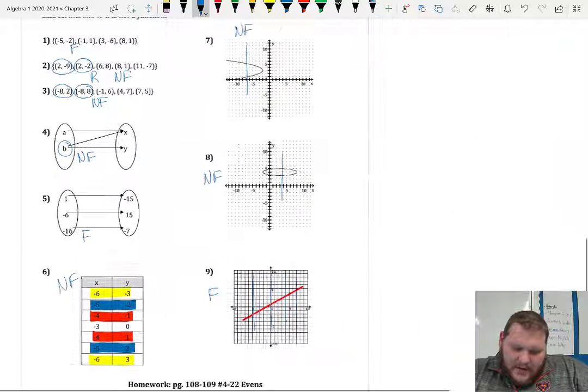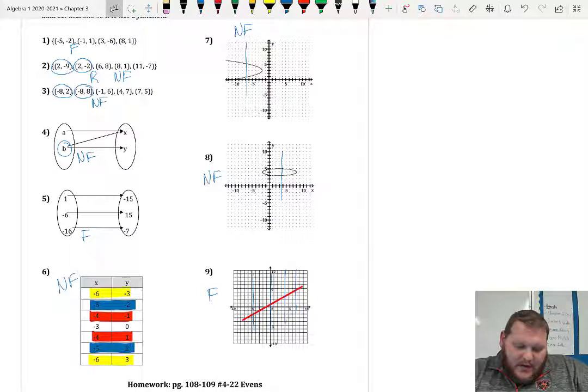So we've got function, not a function, not a function. So actually, it's probably just easier to say: Number 1, 5, and 9 are functions. Everything else are not functions. All the other ones are not.